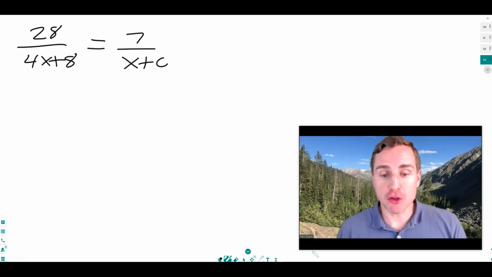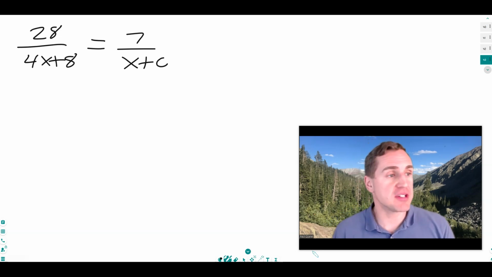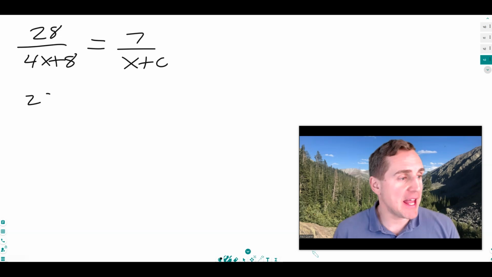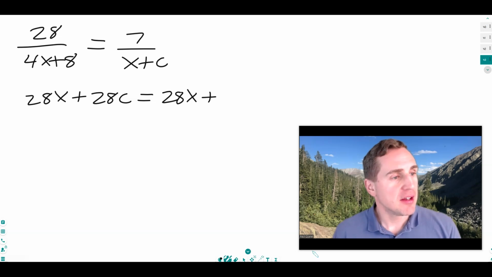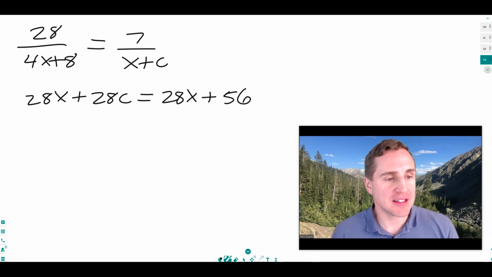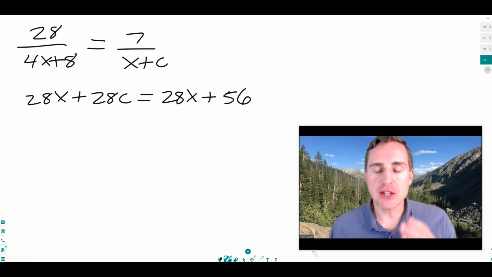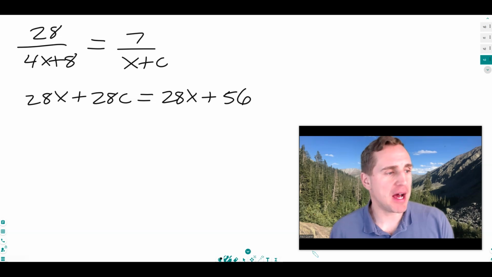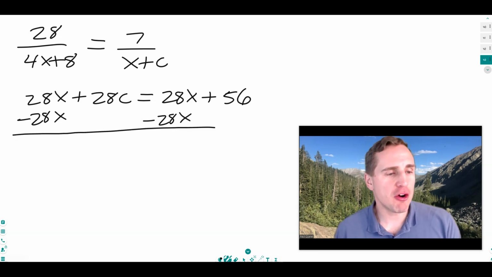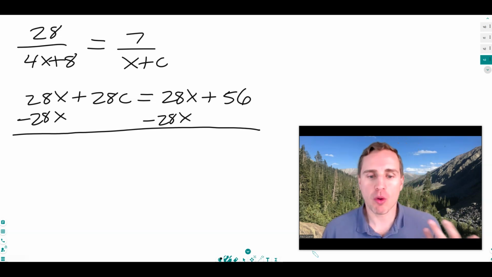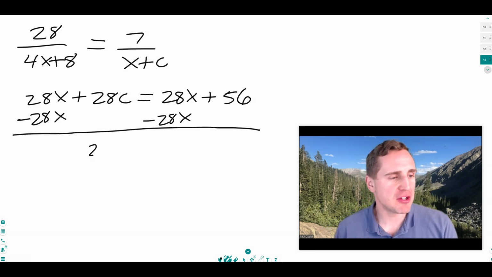So I think we could cross multiply here, because that's true whenever you have two fractions equal to one another. So it's going to be 28x plus 28c equals, then let's take 7 times 4x plus 8. So that's 28x plus 7 times 8, which is 56. Now notice, it's true for all values of x. We're going to assume x is positive. And we can subtract 28x from both sides. Whatever x is, it doesn't matter. We don't care about it because it's a positive number. It's not 0. We're not just subtracting 0 from both sides, so we're safe to do that.